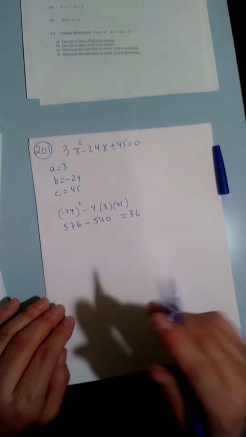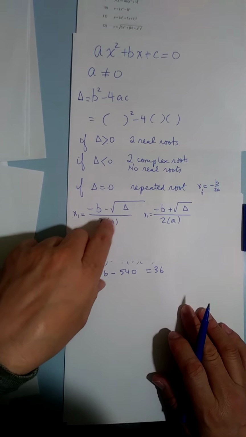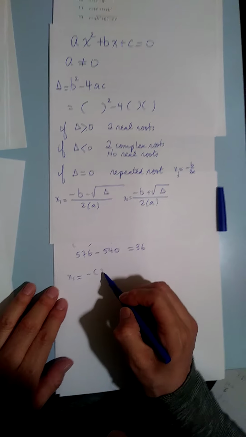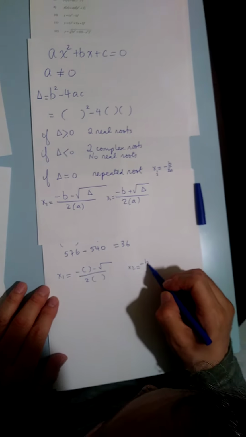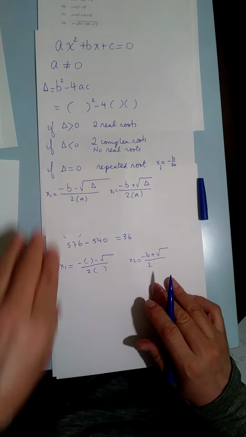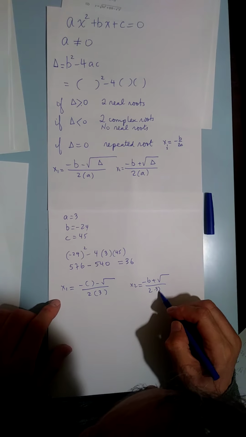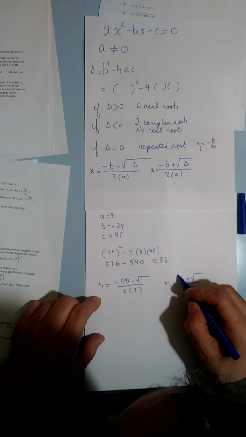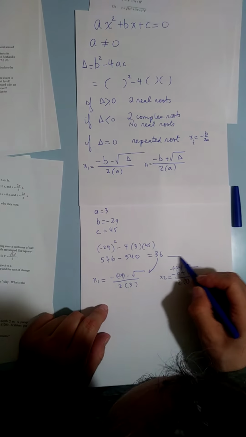So it's positive. Now I'm going to put this in the quadratic formula. So x1 is minus b minus square root of delta over 2a, and then x2 is minus b plus square root of delta over 2a. But instead of b, I'm going to write the number. For us, a is 3, so that goes here, and b is minus 24, so I'm going to put negative 24. And then delta was 36, so that goes under the square root.